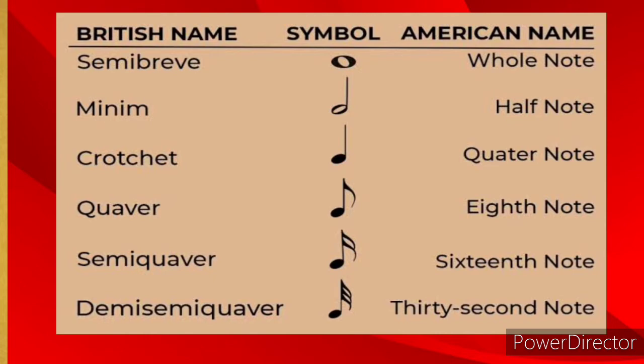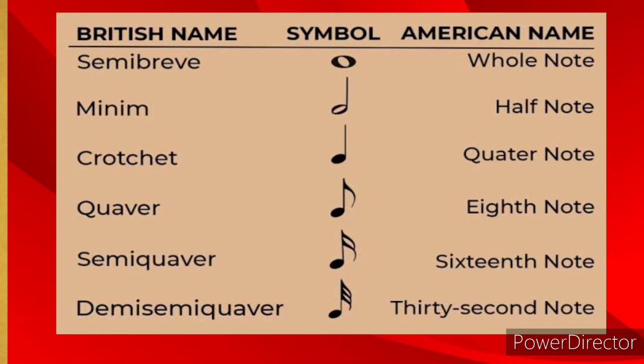Now, the semi-brief is also known as whole note. Half note is also known as minim. The crotchet is also known as quarter note. Eighth note is also known as quaver. The semiquaver is known as 16th note. 32nd note is also known as demi-semiquaver. So it's simple: semi-brief, minim, crotchet, quaver, semiquaver, or demi-semiquaver. Or you can call it whole note, half note, quarter note, eighth note, 16th note, and 32nd note.